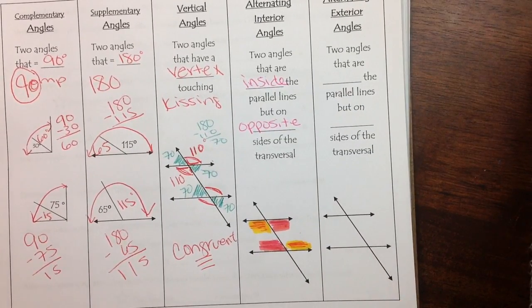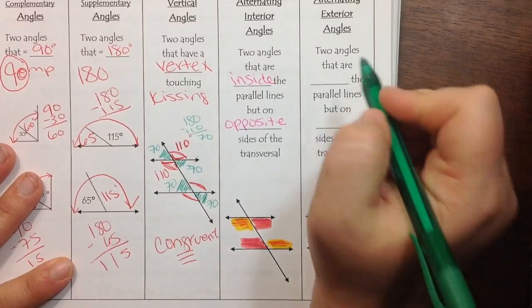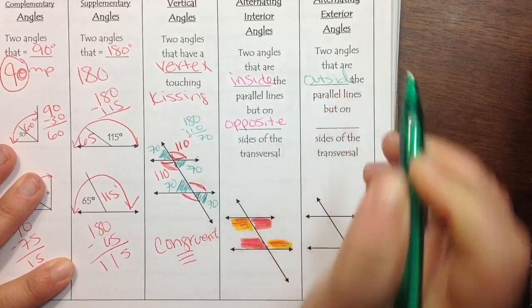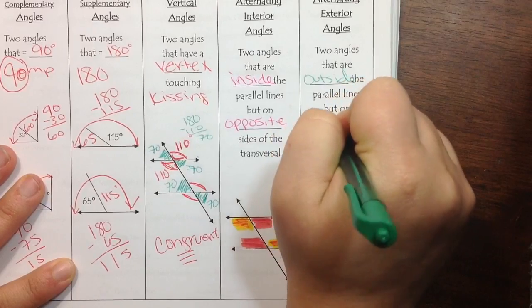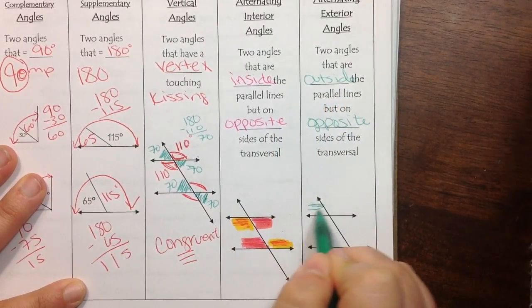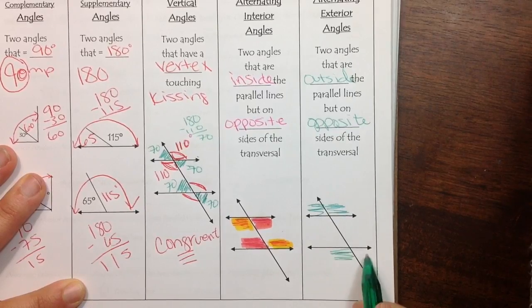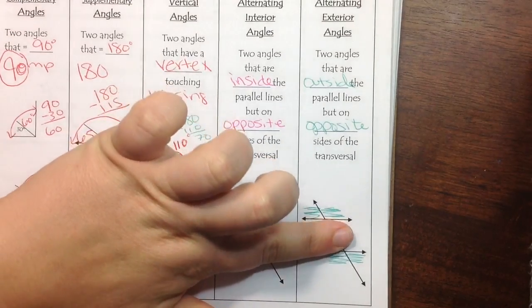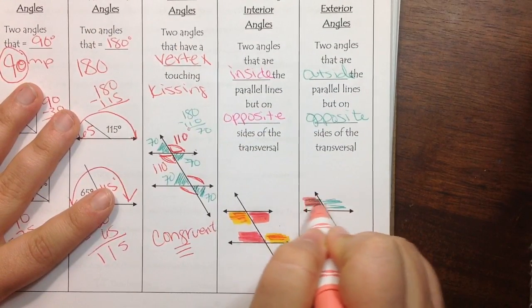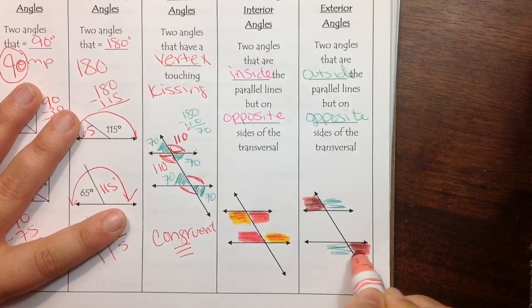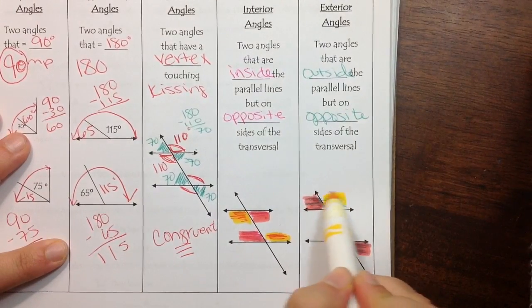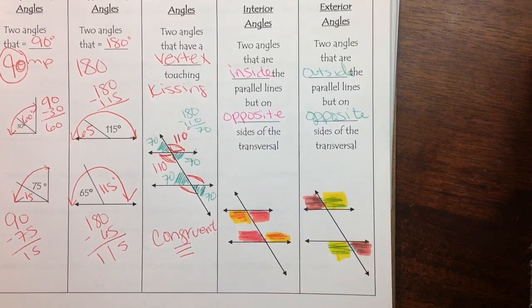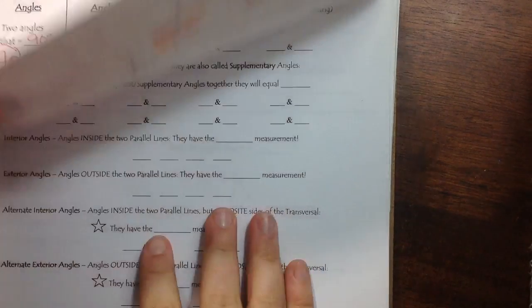So I'm guessing you can figure out that if we're alternate exterior, we're two angles that are outside the parallel lines, but on opposite sides of the transversal. So outside, outside, outside, outside, okay? They're on the outside of the parallel lines. Inside, outside. So if I'm on the left, the alternate to left would be right. If I'm on the right, the alternate to right would be left. Okay? So alternate interior, alternate exterior. All right. Hopefully we got that.